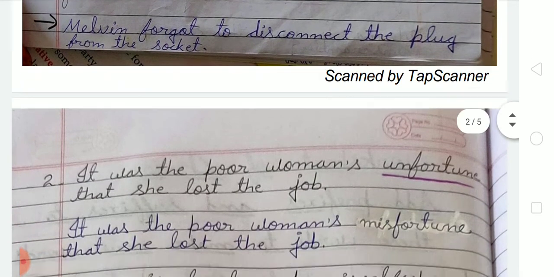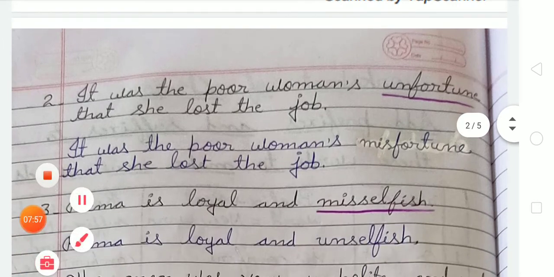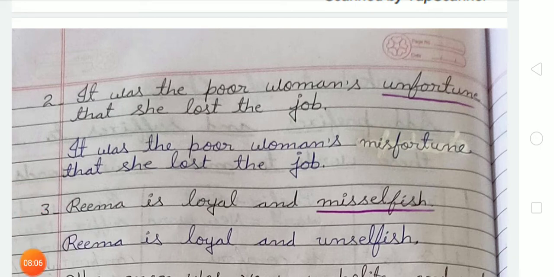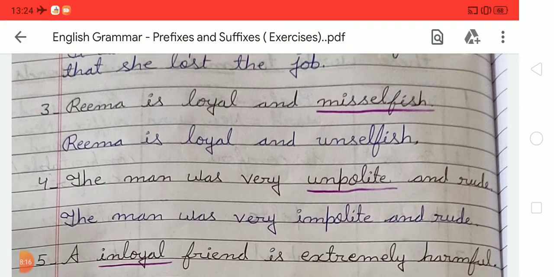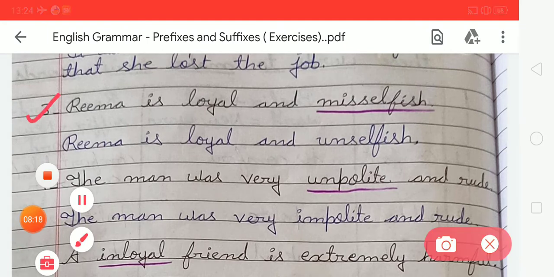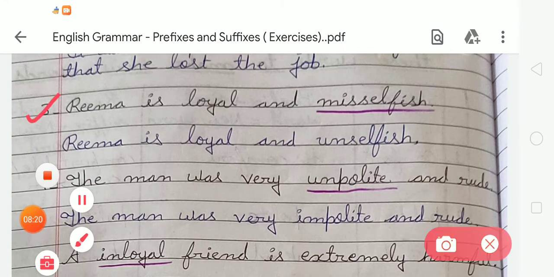That is completed number 1. Now the second is it was the poor woman's unfortune that she lost the job. So here the incorrect prefix word is unfortune, so we have to underline it, and after that we have to rewrite this sentence like this. It was the poor woman's misfortune that she lost the job. Okay. Now third is Rima is loyal and Miss Selfish. So here we have to underline the word Miss Selfish, and in place of Miss Selfish we have to use unselfish. So the sentence will be, Rima is loyal and unselfish.